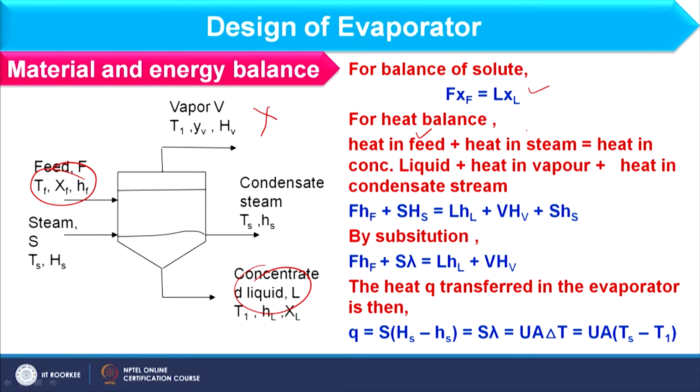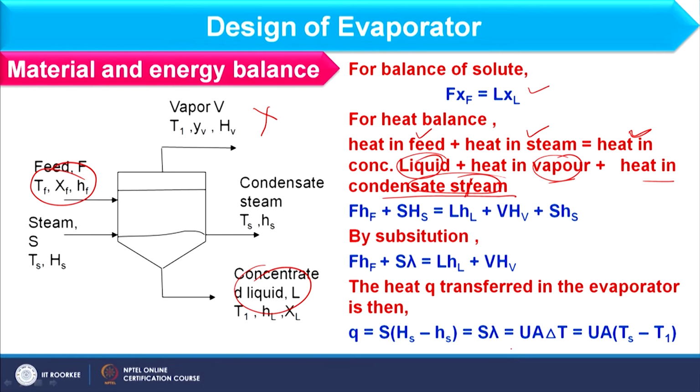These terms are basically the heat in the feed plus the heat in the steam, which should be equal to the heat associated with the exit streams. These are the liquid, vapor and condensate streams. So, heat in the concentrated liquid plus heat in vapor plus heat in condensate steam. This is steam, not stream.